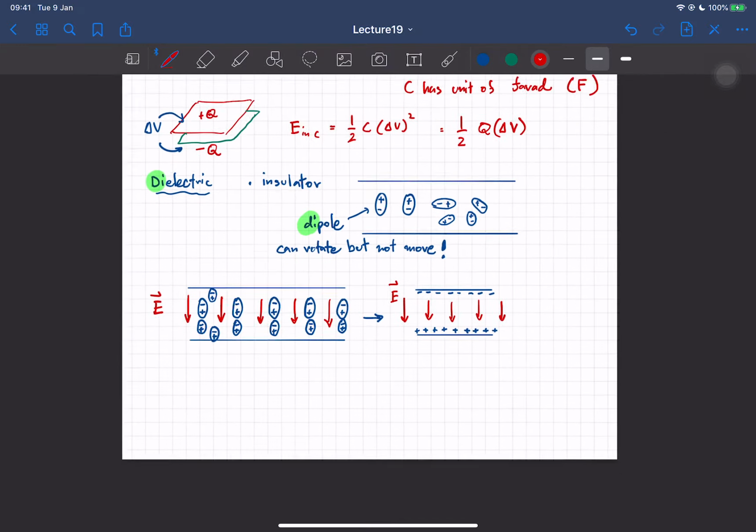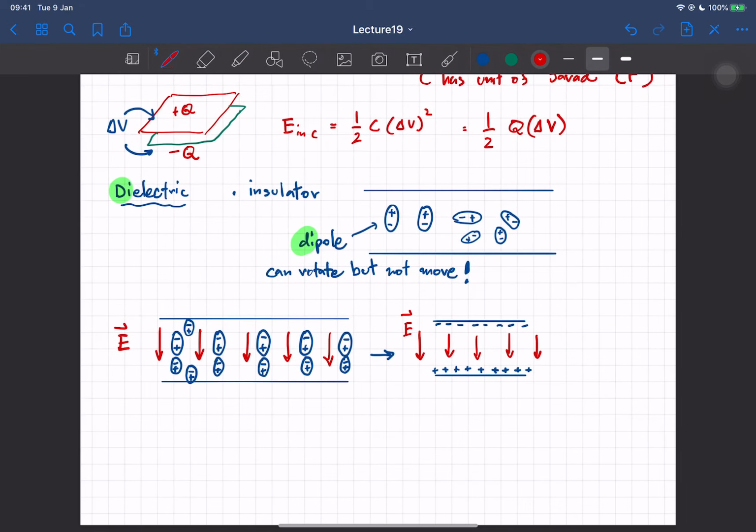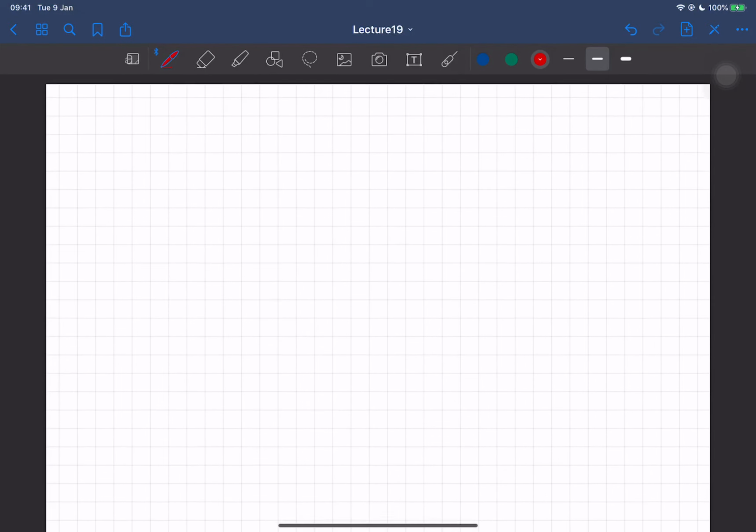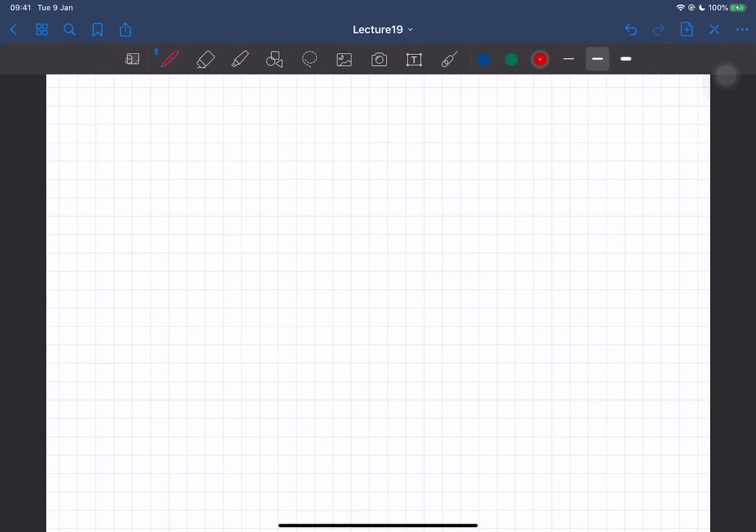Maybe I should go to the next page. So consider a capacitor again, where we don't have anything in between. So between is air. Later on, we're going to put some dielectric in here. Okay, but now we are not doing that.